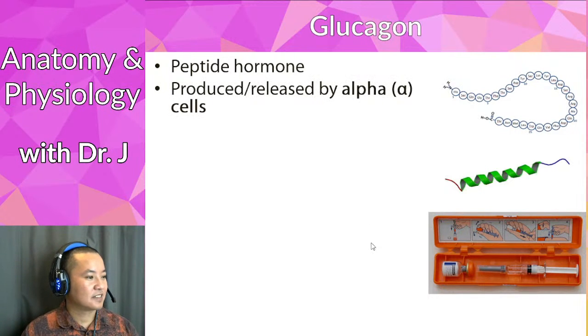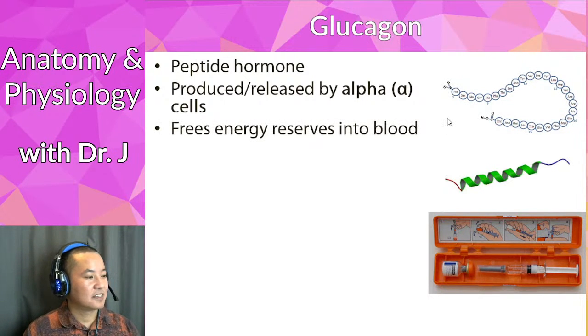And then what is made by these alpha cells? So again, insulin is made by beta cells. Insulin is a peptide made by beta cells. Glucagon is a peptide made by alpha cells. Now, what it does is free energy reserves into blood. And what do I mean by that? Well, it's going to basically take the different ways you're able to store glucose and nutrients in your body, break them down, and release those nutrients into your blood.